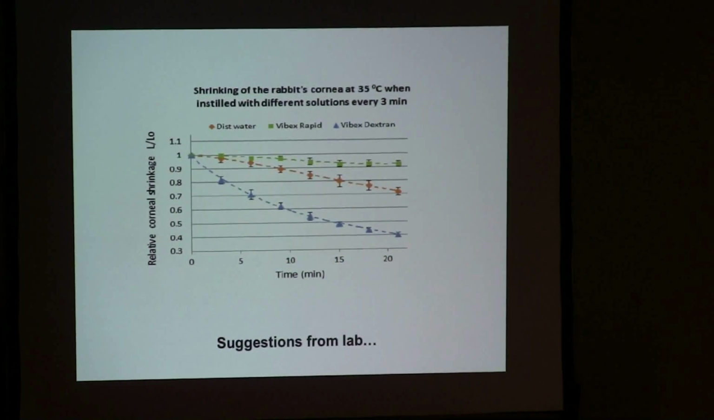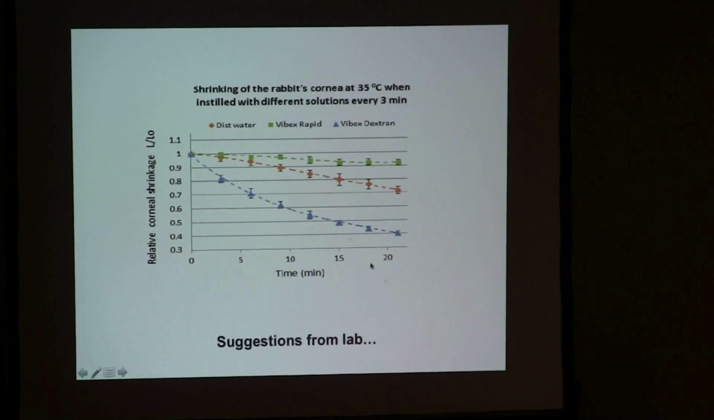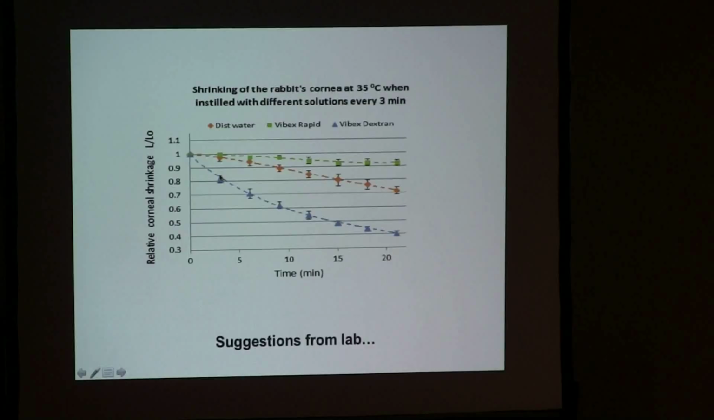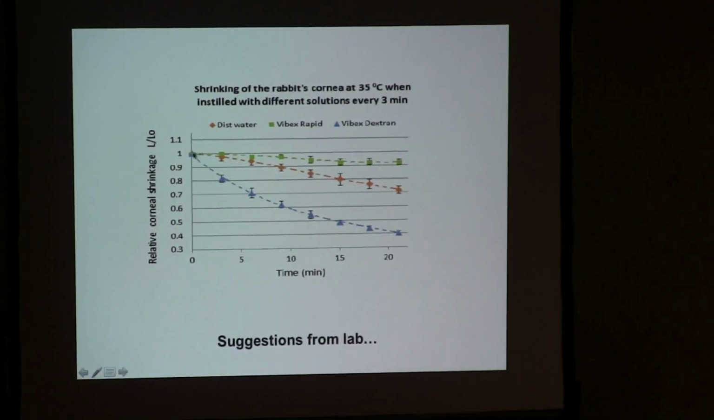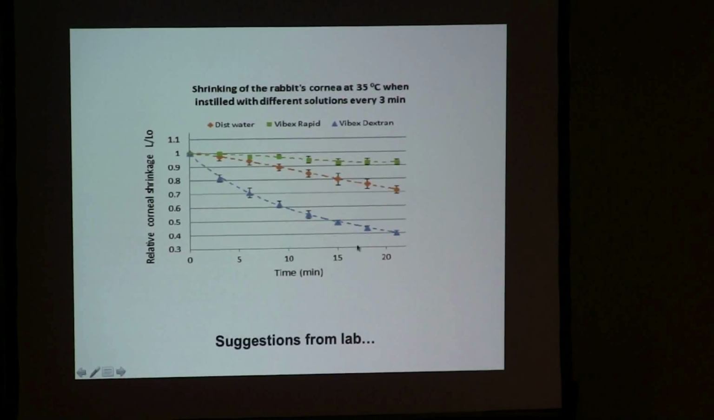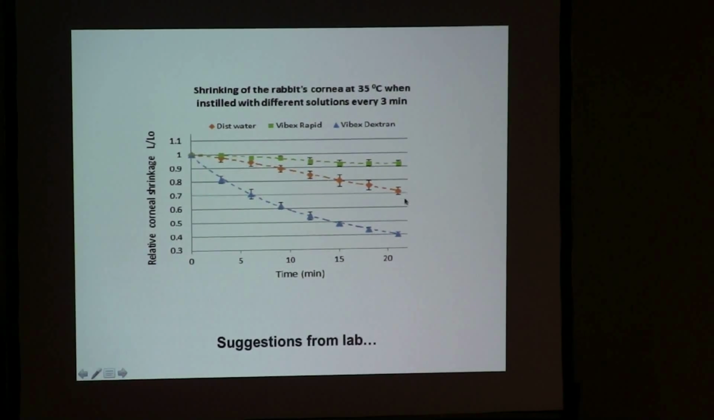And we started because we have a suggestion from the lab. As you can see in this sample with a rabbit cornea, if you use a dextran solution, you will have a substantial shrinking over time. If you use water, you will have less shrinking, but over time the cornea shrinks. And if you use a dextran-free solution, the cornea is substantially flatter during the whole procedure.